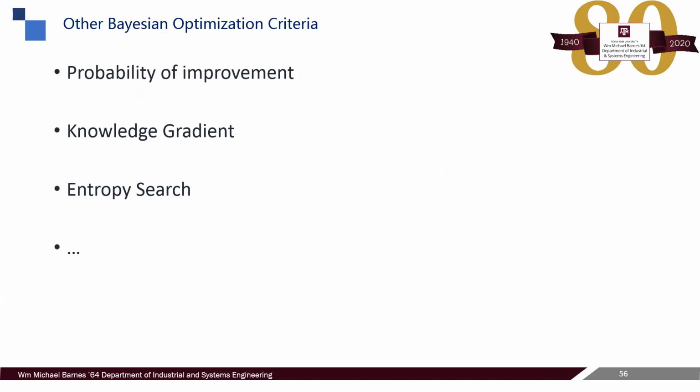Of course, there are more criteria you can consider. I just list a few names: probability of improvement, knowledge gradient, entropy search. Some of them are quite complicated from a computational point of view because, for example, the entropy search method does not have a closed form. You can only do Monte Carlo to compute the acquisition function. As far as I know, EI is the most commonly used method for Bayesian optimization.